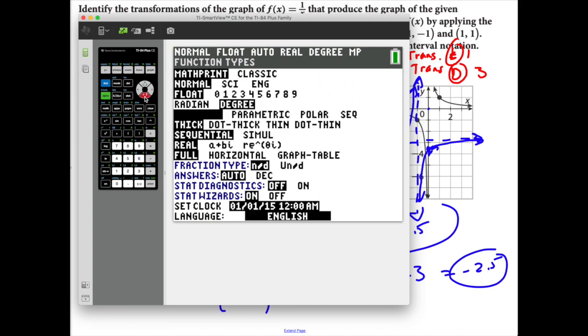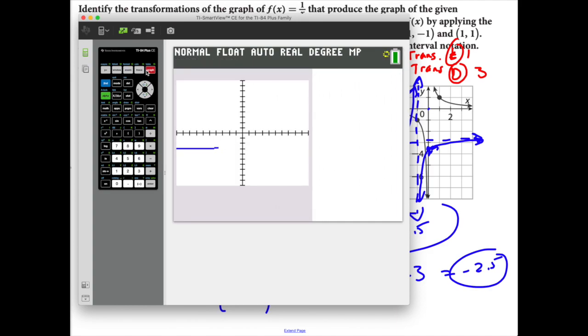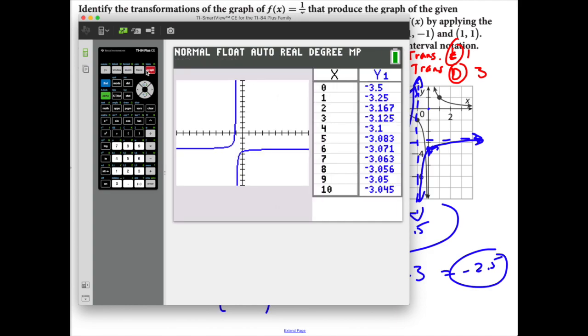So again, mode, you go down midway to where you see full, horizontal, and graph table. And you select graph table. And then you hit graph. And you see them side by side.